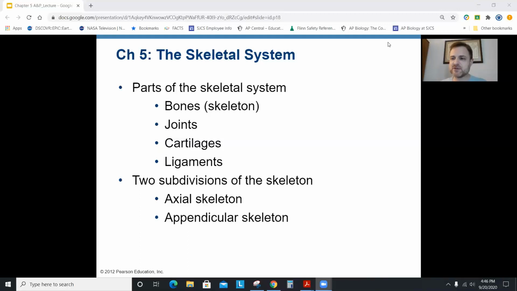The two subdivisions of your skeleton are called the axial skeleton and the appendicular skeleton. The axial skeleton includes your brain and your spinal column and your rib cage. The appendicular skeleton, it's basically your arms and your legs. In the second video, when we go through the types of bones, the names of bones, we'll come back to that.